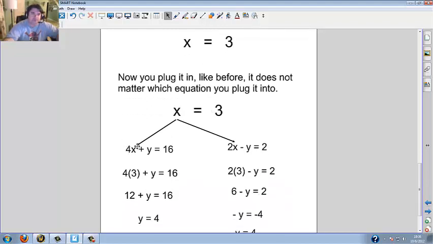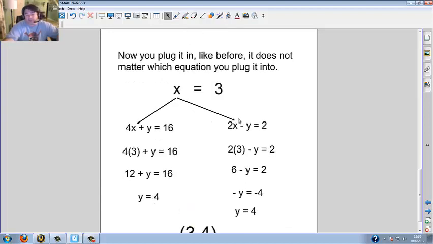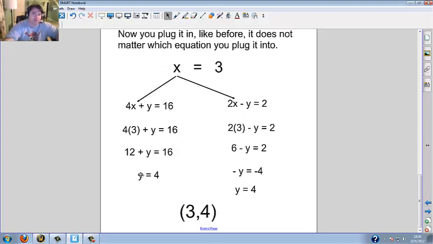Once I do that, it doesn't matter which side I plug in the x at. If I do this, 4 times 3 is 12, plus y is 16. Instead of plus 12, minus 12 to both sides, I get 4. If I do it over here, 2 times 3 is 6. 6 minus y equals 2, I minus 6 from both sides. I get negative y equals negative 4. Flip the sign, y equals 4. Either way, y equals 4. So since x was 3 and y is 4, the answer is 3 comma 4.